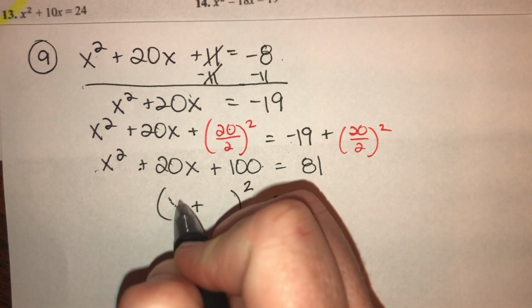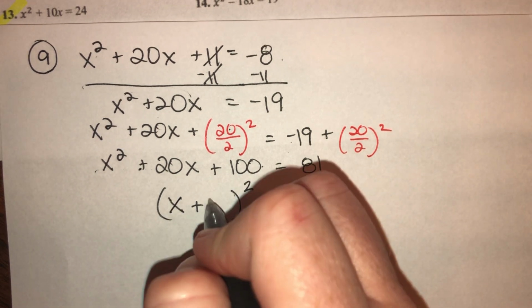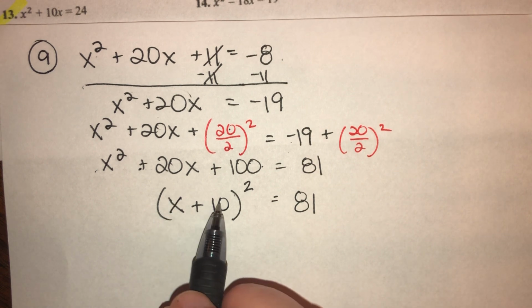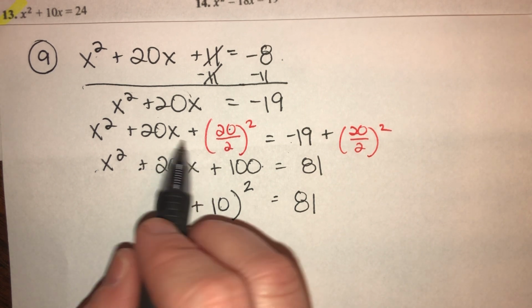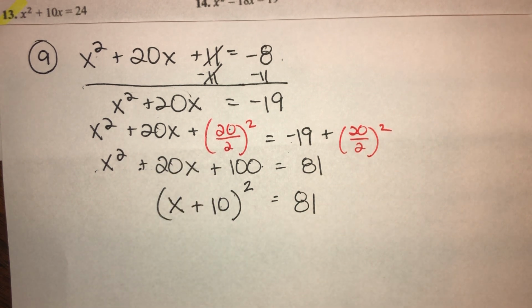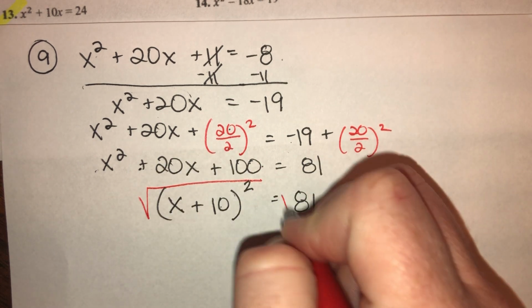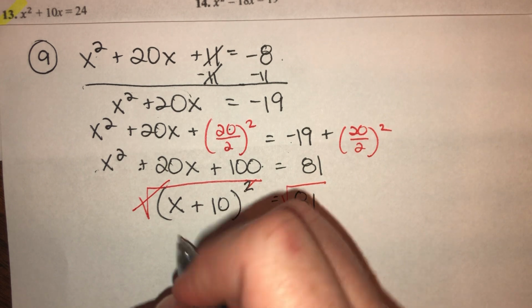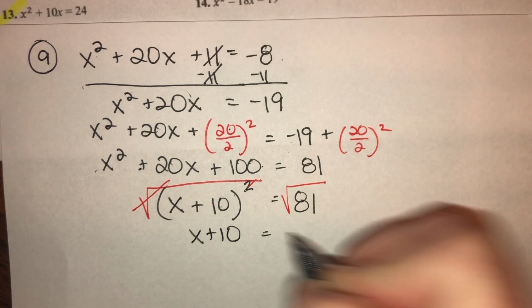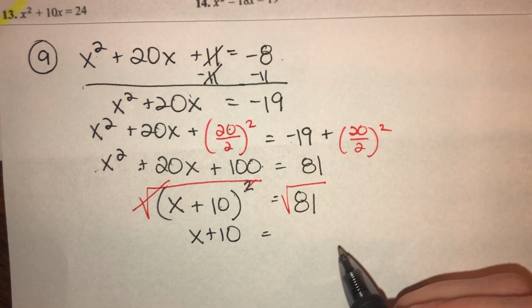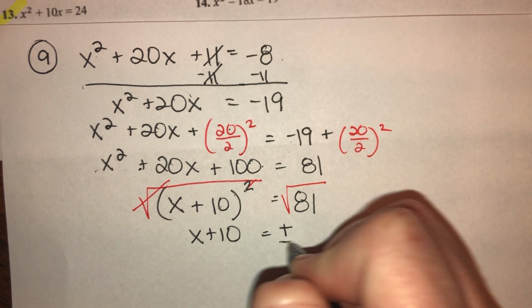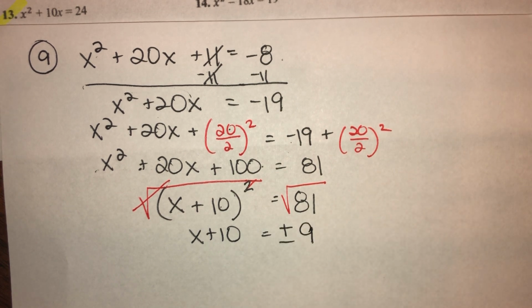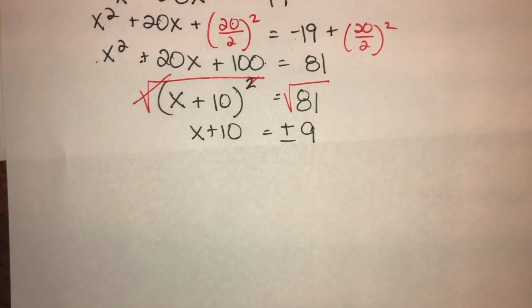Square root of x squared is x. Square root of 100 is 10. X times 10 times 2 is 20x, so all that works. Then I keep going, take the square root, take the square root. This cancels with this, so I'm left with x plus 10 equals, and the square root of 81 is either going to be positive 9 or negative 9.